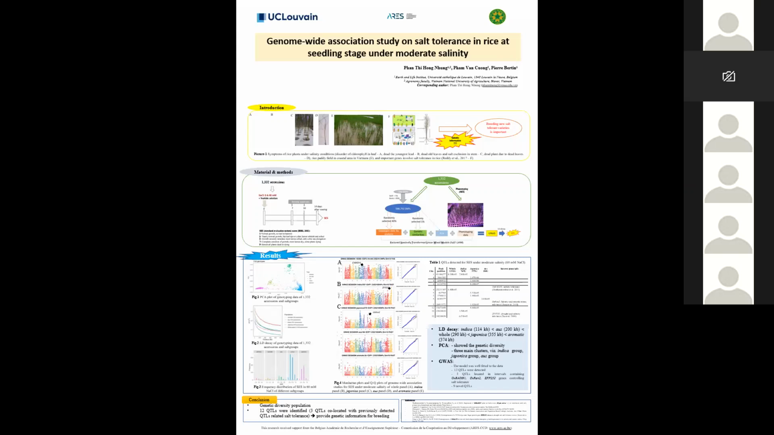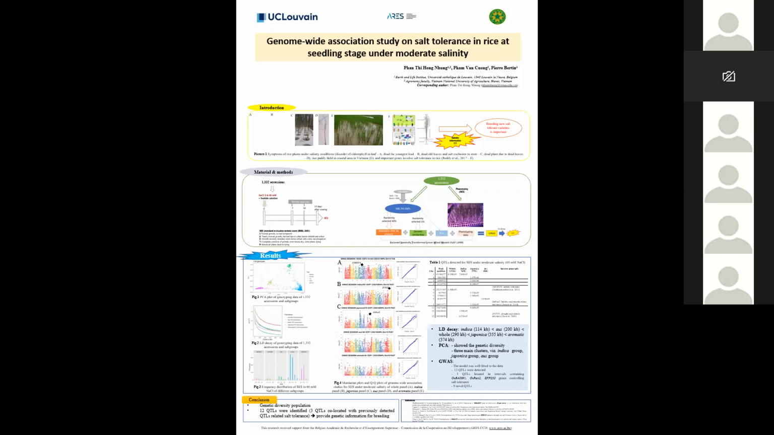While breeding new salinity-tolerant varieties for cultivation, salinity tolerance is more complex. For that reason, we try to find more information about the genetics to improve it. My study focused on salinity tolerance and tried to understand its genetics by finding some QTL by genome-wide association study. And now I will move to the material and method.